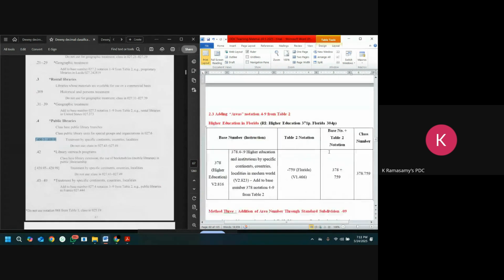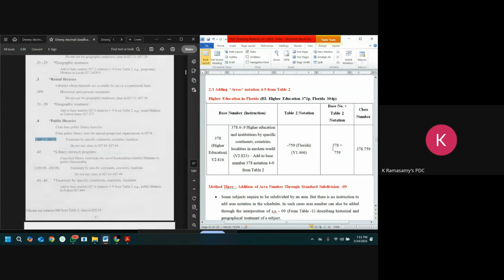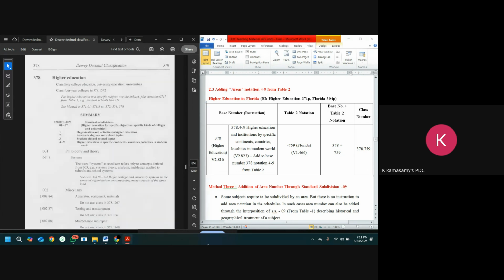Okay, second model. And third model, for example, they are asking you to go to Table 2, take any number from 4 to 9, and that can be added to the base number. For example, higher education, Florida. What is the number for higher education? 378. What is the number for Florida? 759. I took it from the relative index. Now I should see what instruction is available in 378. Let me go to volume 2. In volume 2, I will go to higher education 378. Under 378, see, is there any instruction given now?